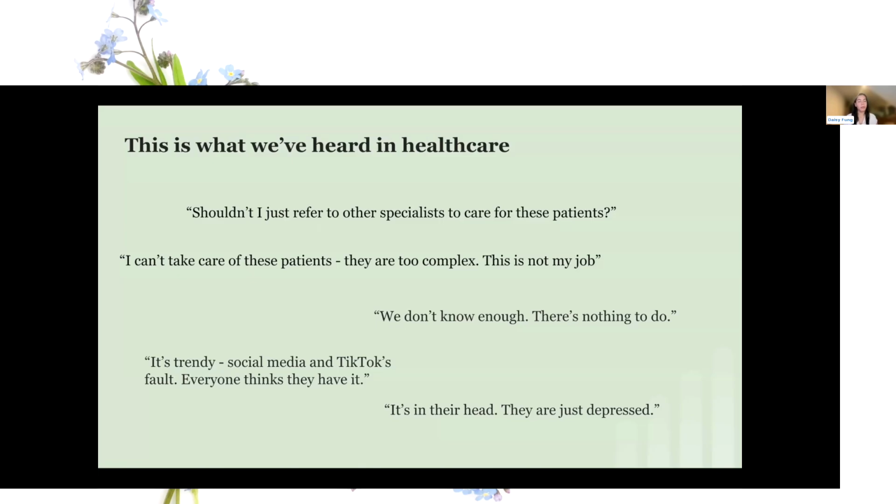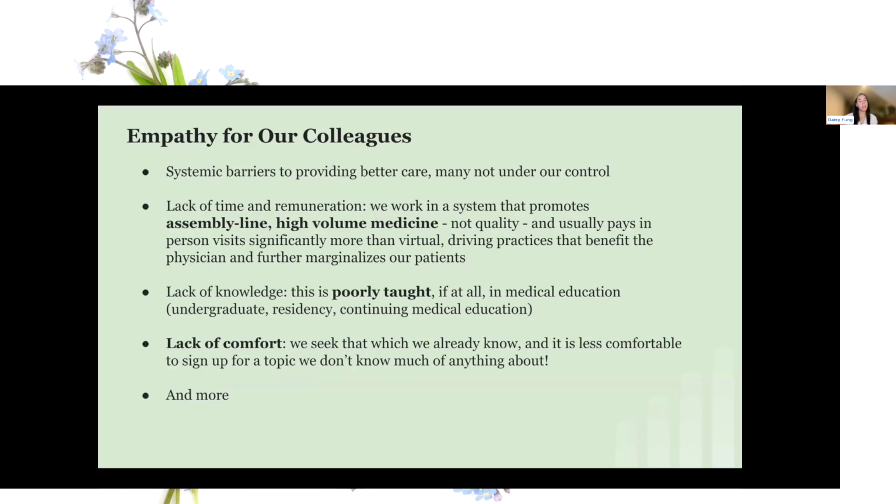This is complex, but we know, and I'm trying to teach this as well, that these are not true statements. We can do this. We can take care of our patients. It is real, and we can do something. There are tests and treatments, and there are pharmacological treatments, there are non-pharmacological treatments, and it is not psychiatric.